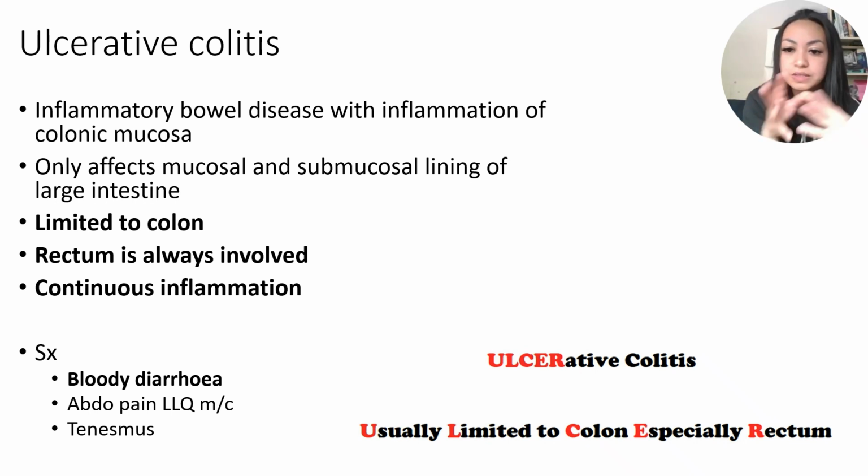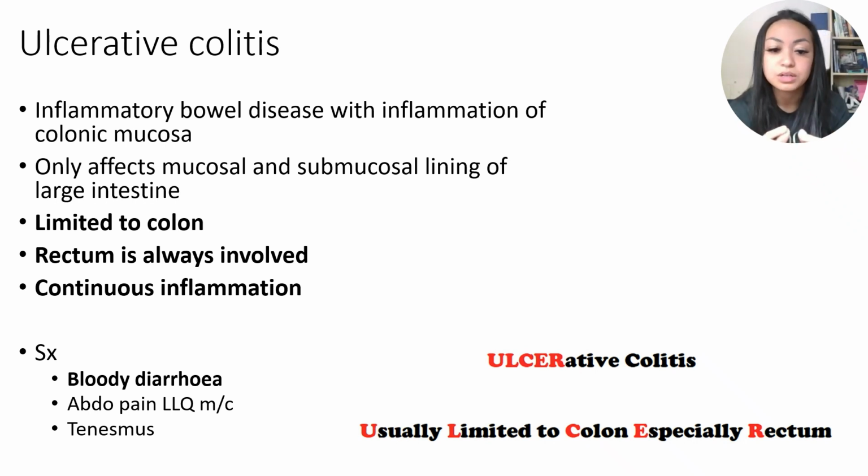So you can now see the differences between Crohn's and ulcerative colitis already. It's limited only to the colon, and the rectum is always involved, okay, always involved. And the inflammation is continuous. Symptoms: bloody diarrhea, abdominal pain, but in this case now, the abdominal pain is in the left lower quadrant, because the colon is in the left lower quadrant for the most part.